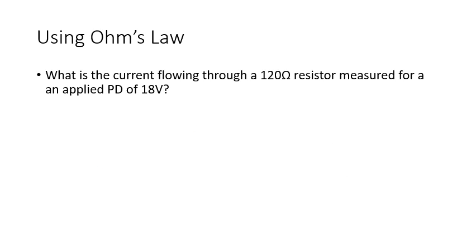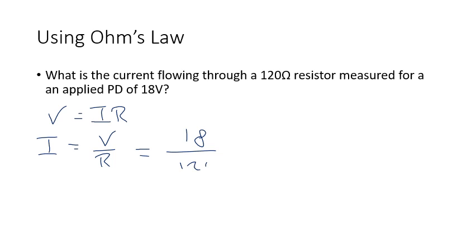What's the current through a 120 ohm resistor measured for an applied PD of 18 volts? Okay, V equals IR. This time I want I, so to make I the subject, I've got to move R to the other side. Opposite of multiplying by R is dividing by R, so the voltage divided by the resistance. And what have I got? I've got 18 volts divided by 120. Well, 18 divided by 12 is 1.5, so therefore my answer must be 0.15 amps. Two significant figures, lovely, works perfectly, no extra thinking.